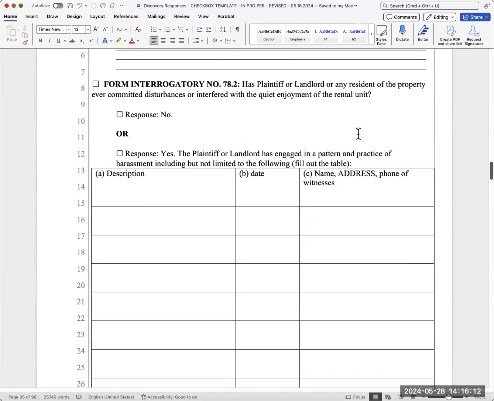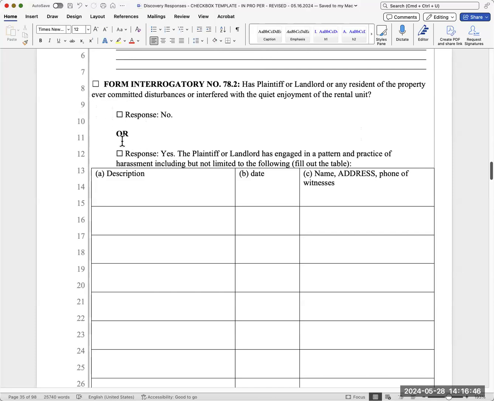78.2: Has plaintiff or landlord or any resident of the property ever committed disturbances or interfered with the quiet enjoyment of the rental unit? When you lease or rent a rental unit from the landlord, there's an expectation that you get to enjoy that rental unit, that you get quiet enjoyment, undisturbed, no harassment, right? If you have had nothing but quiet enjoyment of your rental unit, you can check here.